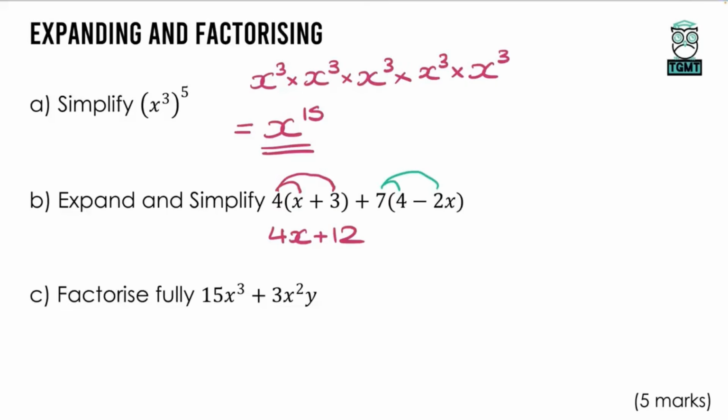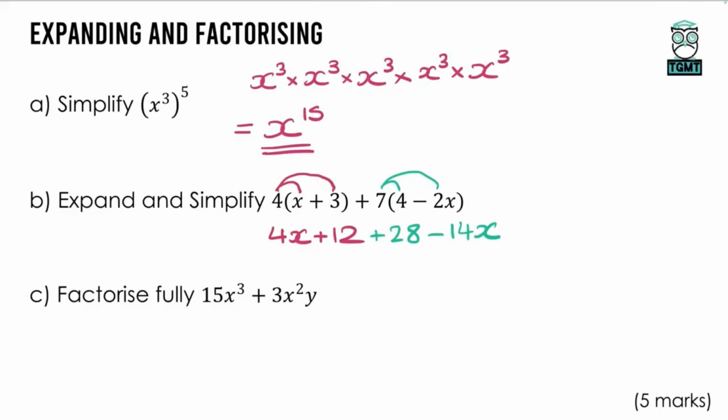So 7 times 4 is 28. That's going to be positive 28, so plus 28. And then 7 times minus 2x will be minus 14x. Now that's the expand part. We now just need to simplify and collect the like terms.